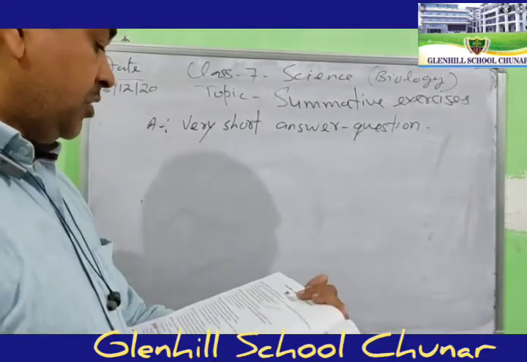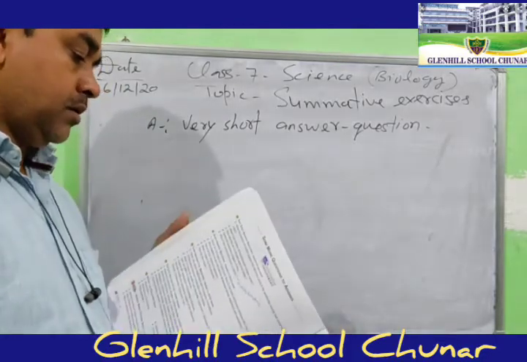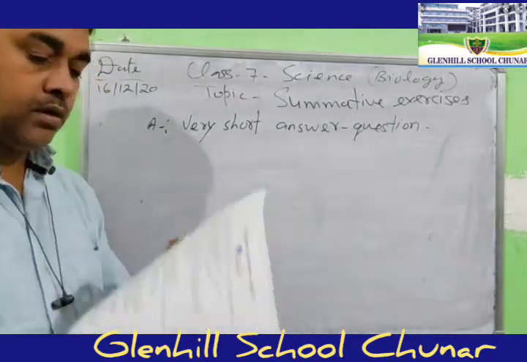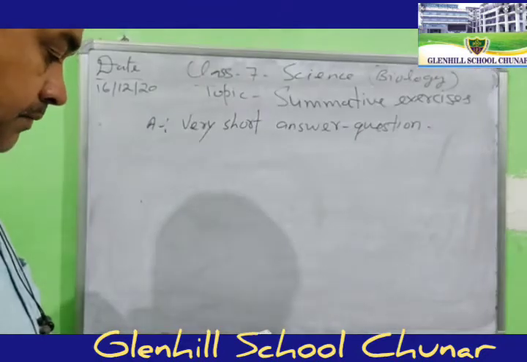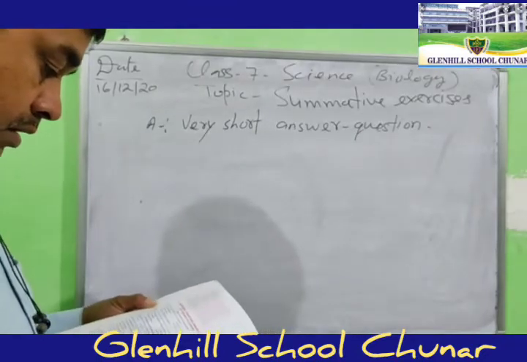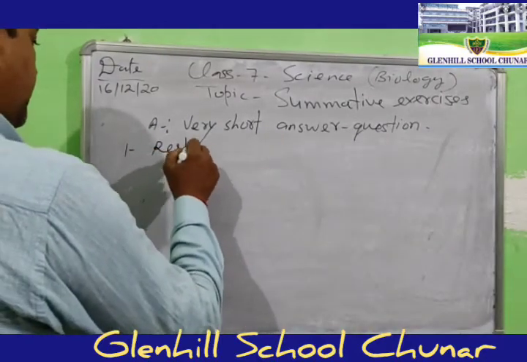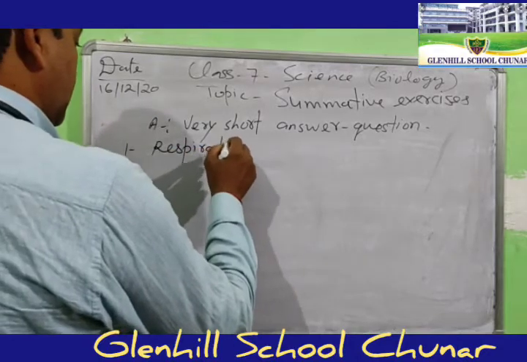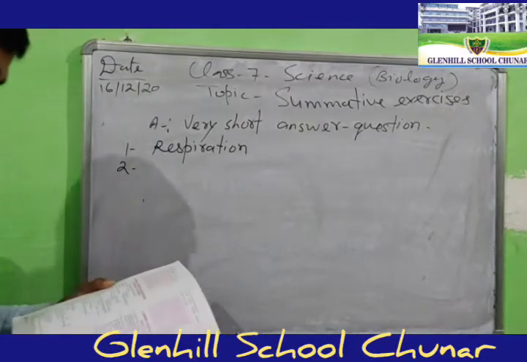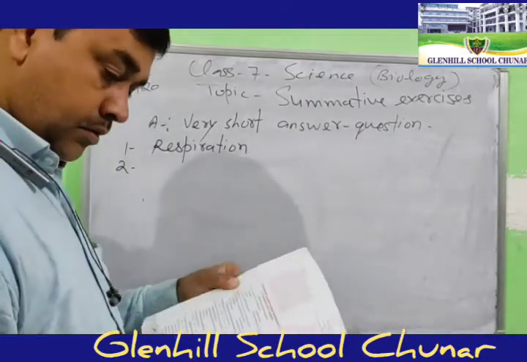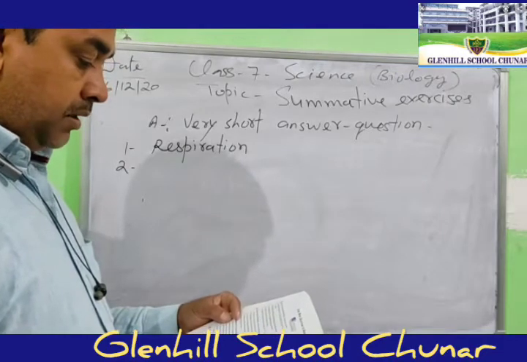You can write respiration. Name the process. Okay. You can write down. Name the process. Number 1 answer is respiration. Second, what is the number of breathing per minute called?